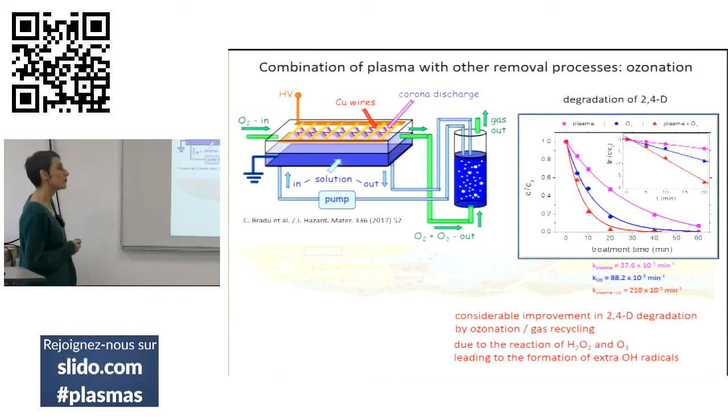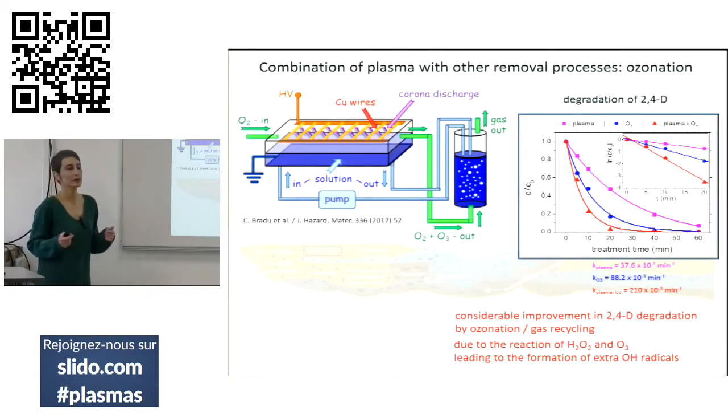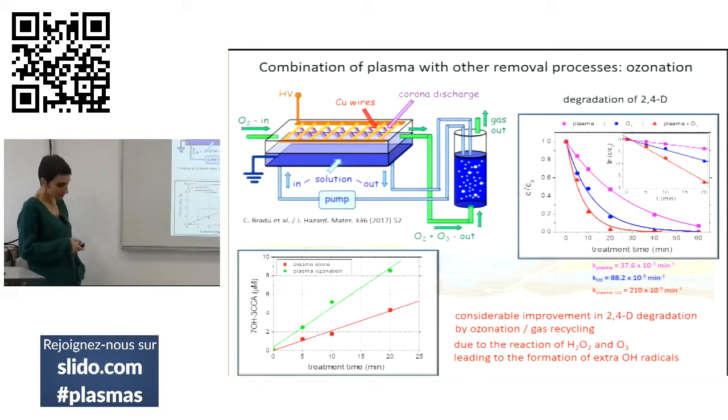And we believe that this improvement in efficiency is due to the reaction of the two long-lived species generated in the plasma, ozone and hydrogen peroxide. This reaction is called the peroxone reaction or the peroxone process, and it leads to the formation of OH radicals. So we have the OH radicals generated in the plasma, and as an extra source of OH radicals, we have this peroxone process in case of plasma ozonation. And indeed, here you see the concentration of OH in the plasma, and in the plasma ozonation configuration, the concentration is about 2 times higher.